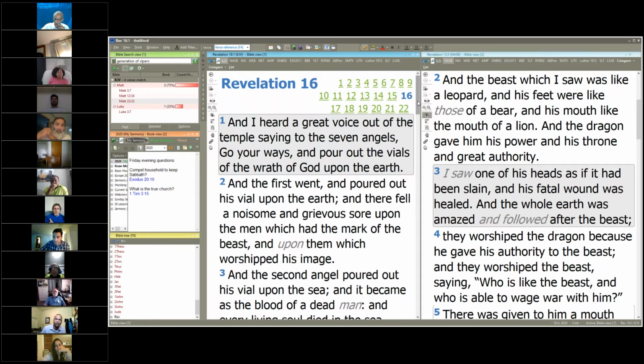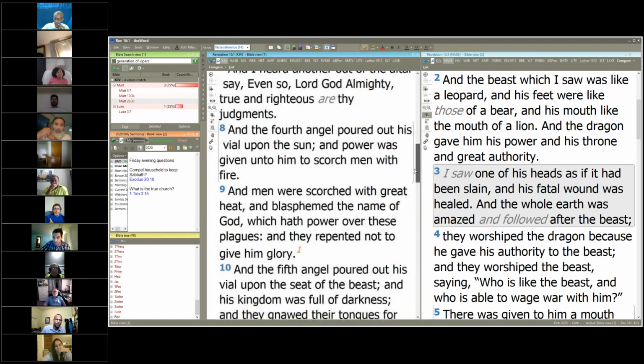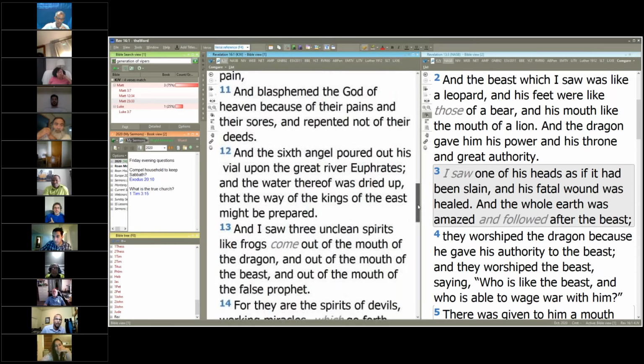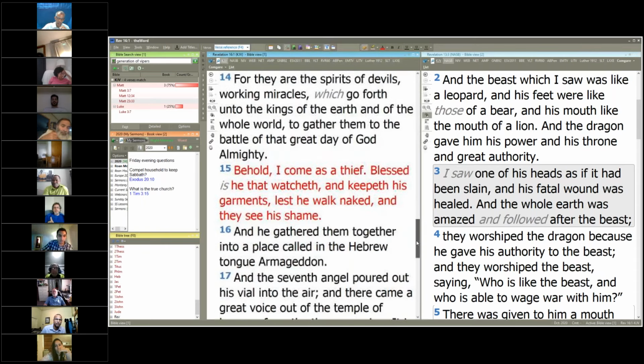Plus, how can her staple system described in Revelation 13 still be around at the coming? Staple system. Yeah, staple system. All right, I think I know still what you mean. Okay, all right.